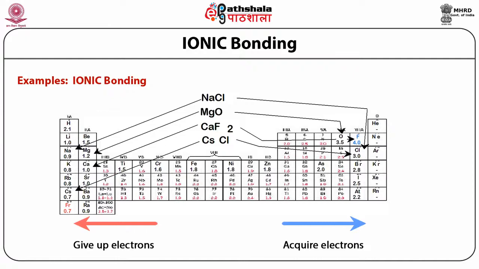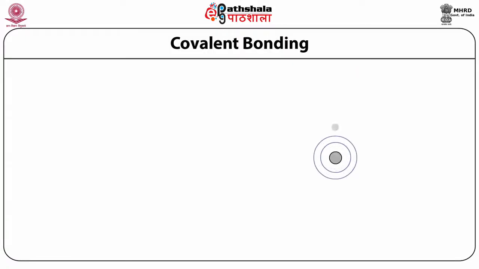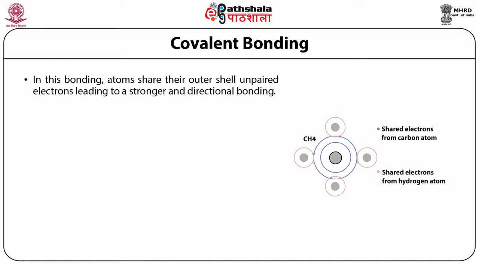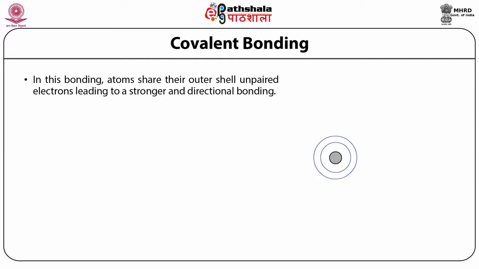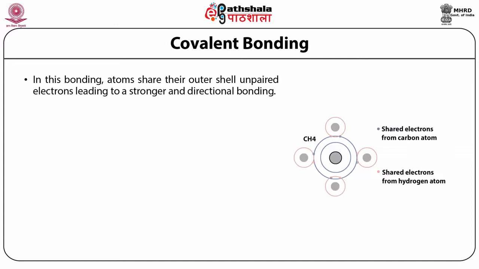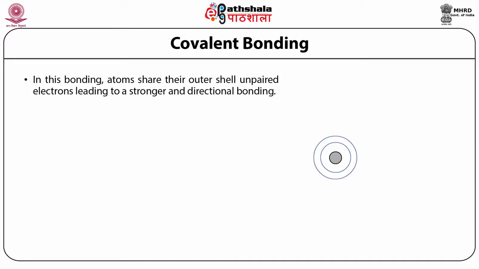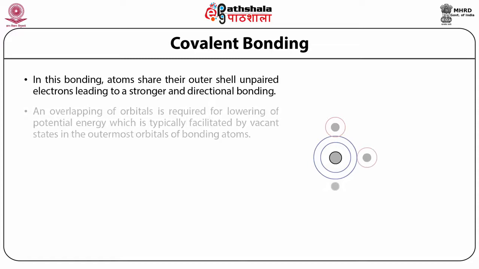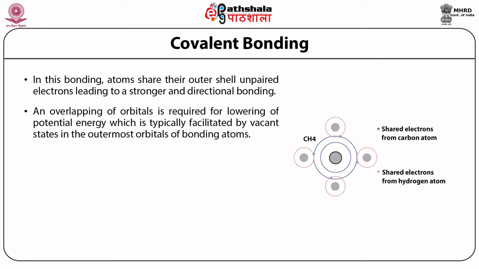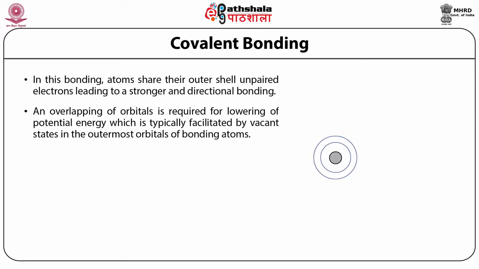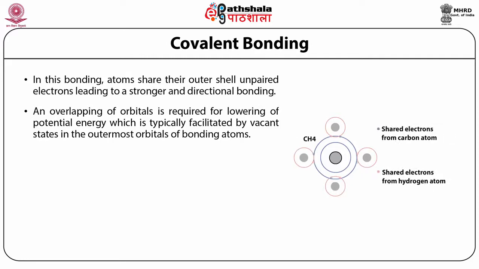ceramics and glasses. The next type of primary bonding which we are discussing now is covalent bonding. In this bonding, atoms share their outer shell, unpaired electrons, leading to a stronger and directional bonding, as shown in the figure. An overlapping of the orbitals is required for lowering of potential energy, which is typically facilitated by the vacant states in the outermost orbital of bonding atoms.